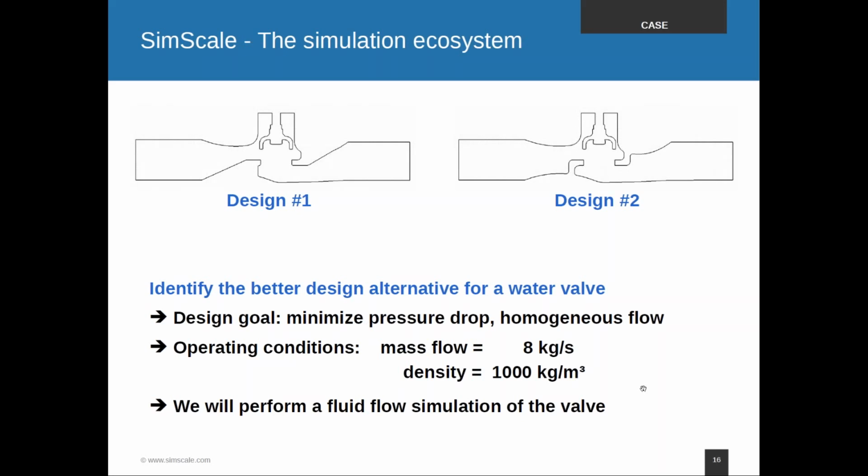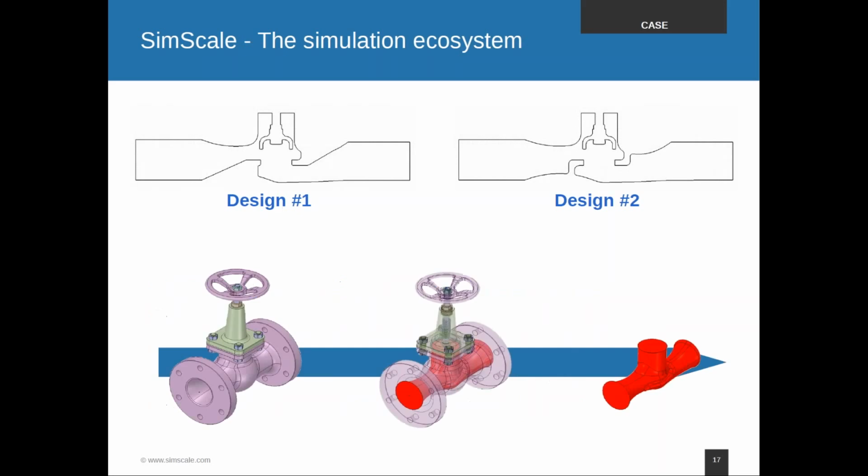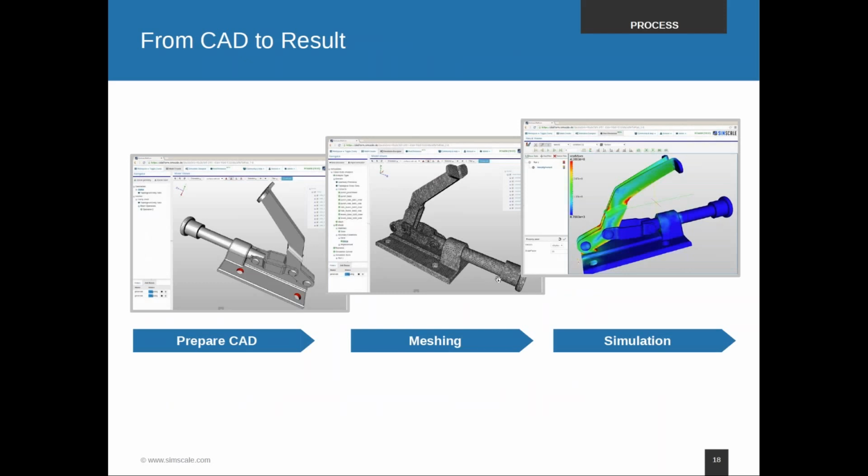Then the operating conditions are: we have a mass flow of 8 kilograms per second, and we are using water with a standard density of 1000 kilograms per cubic meter, and we will perform a fluid flow simulation of this valve. For this, we have this original CAD model of the valve, and we only need this red volume, the flow volume, since we're doing a simulation of the fluid flow inside the valve and not outside. I hope that's clear why. And now, let's switch to the platform.